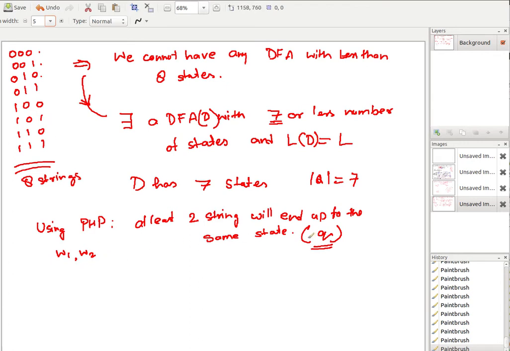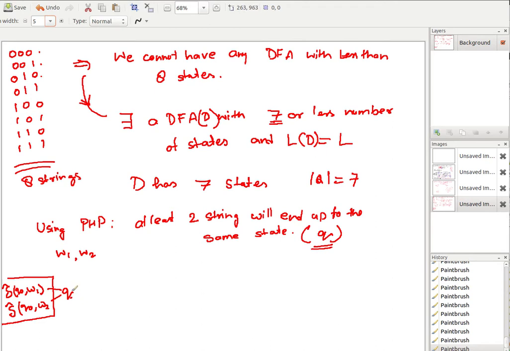So if I have to write it in delta form, let's write it this way. What do we mean by that? We mean that delta cap of Q0, the start state, and W1, and delta cap from Q0 and W2, both are actually Q. So from the start state, when you run W1 or W2, you arrive at Q.